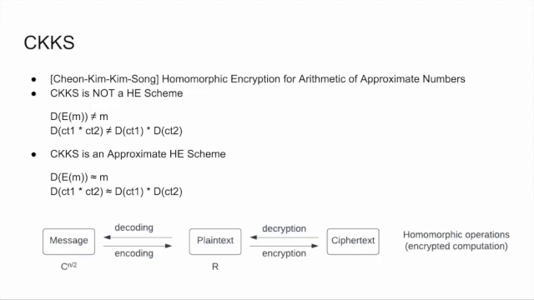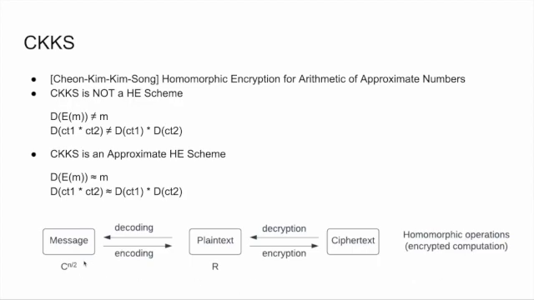So basically CKKS is not exactly a homomorphic encryption scheme, but it is an approximate homomorphic scheme. So decryption of encryption of M won't give you M, it will give you the approximate value of M. Same in the case for multiplication. And so here is the overview of how CKKS works.